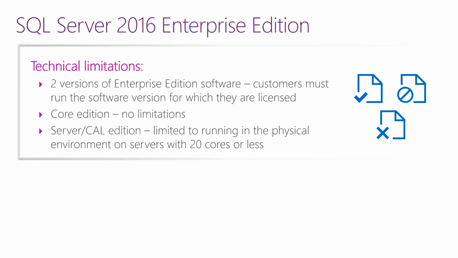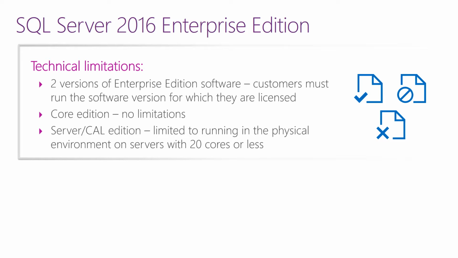When you go to download the software from the VLSC, for example, it's quite clear that one is a Server CAL licensed edition and one is a core licensed edition. First of all, in a physical environment, you're limited to running SQL Server Enterprise on servers with a maximum of 20 physical cores. This is the total across all the physical processors in that server. So for example, if you have 6 processors with 4 cores each, you would be over the maximum limit, and the software wouldn't take advantage of the extra cores available.